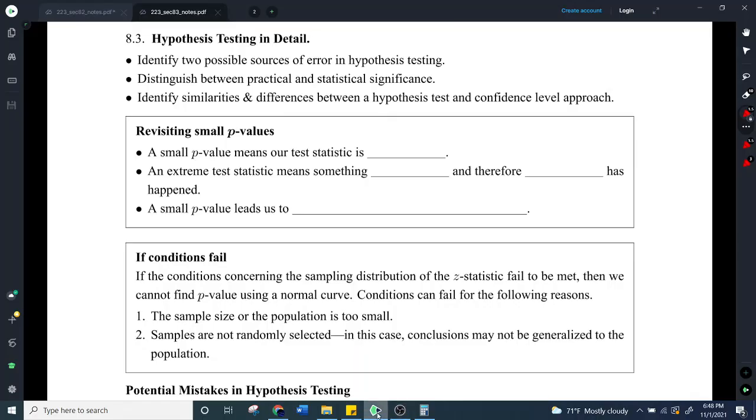Okay, we've got one more section in chapter 8, and we're still looking at hypothesis testing. We're just getting into a little bit more of the details and what we call mistakes when we do a hypothesis test, which can come up once in a while. So it says revisiting small p-values.